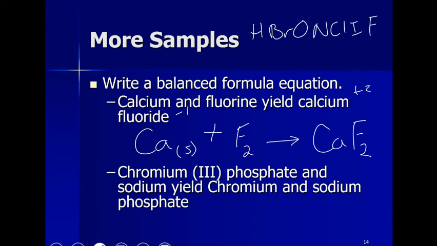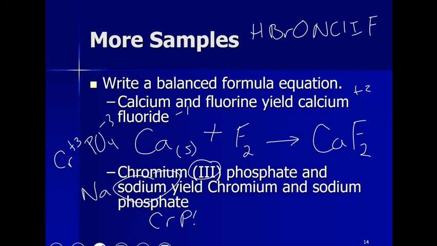Now, chromium 3 phosphate and sodium yield. So I'm going to start with my easier one. Sodium is Na, chromium 3 phosphate. Well, chromium is a +3. That's what the 3 means right there. Phosphate is PO4 with a -3. So +3 -3, awesome. They cancel each other. So I get chromium phosphate, CrPO4, plus sodium, yield chromium and sodium phosphate.